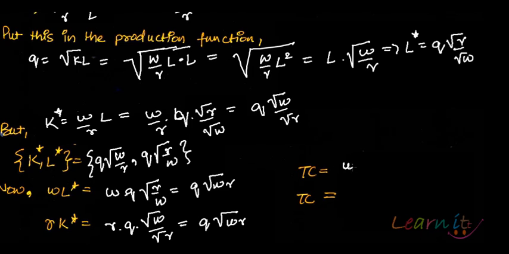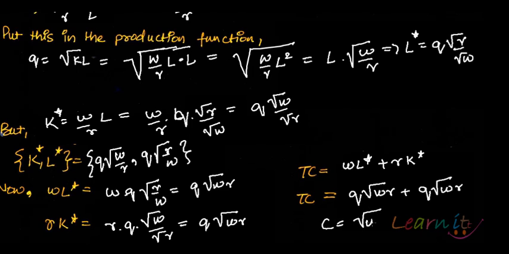Total cost is WL star plus RK star. This is your cost function. But in terms of this, your WL star is Q root of WR, while your RK star is Q root of WR. So you can say that your cost function is root of WR Q.